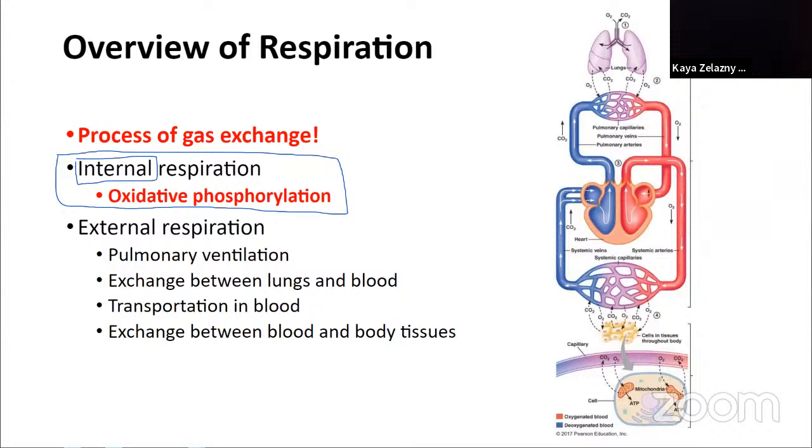So what we're really going to be focusing on in this unit, pretty much everything we talk about, is going to be part of external respiration. So when we talk about external respiration, we're talking about how we're getting gases from our external environment into our body, into our lungs, how we're moving them from the lungs to the blood, and even how we're moving them between blood and body tissue. So the internal is very nitty gritty inside the cell, having to do with metabolism. External is the whole pathway we'll be talking about in this unit.